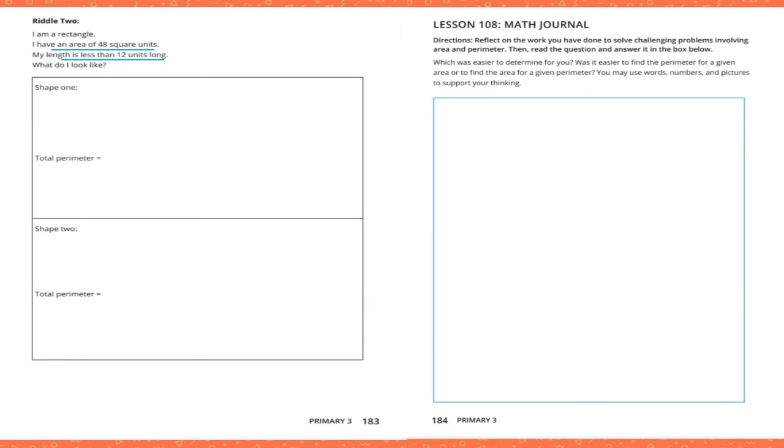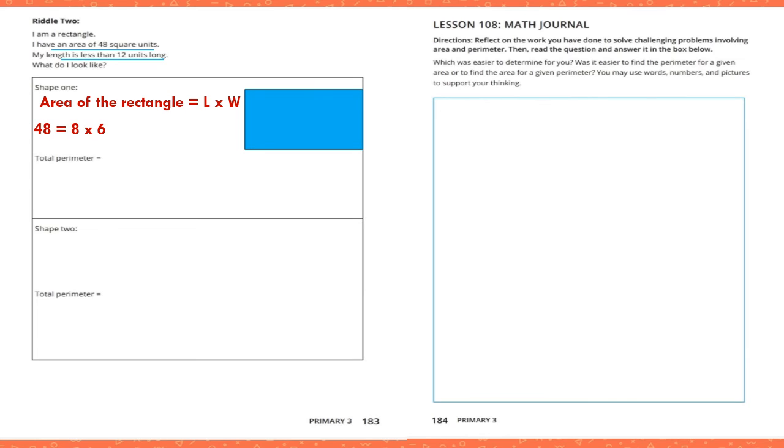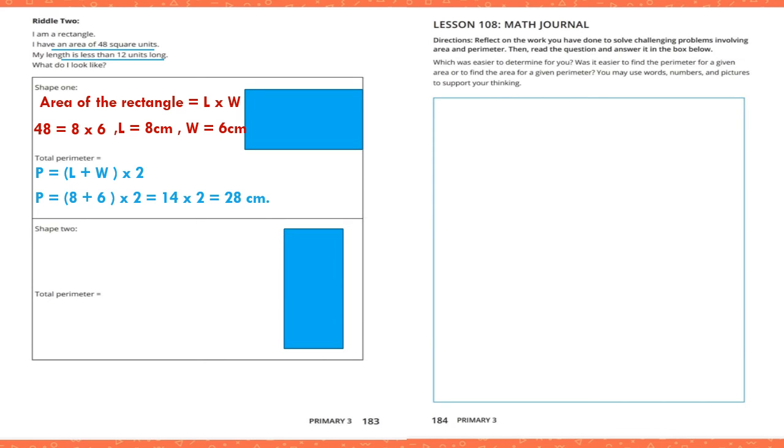So the area of a rectangle will be length times width, and 48 can be divided into 8 and 6. So the length will be 8 and width will be 6 centimeters. Here, what is the total perimeter? Perimeter equal length plus width all times 2 equal 8 plus 6 all times 2 equal 14 times 2 equal 28 centimeters. Or we can divide 48 into 4 and 12.